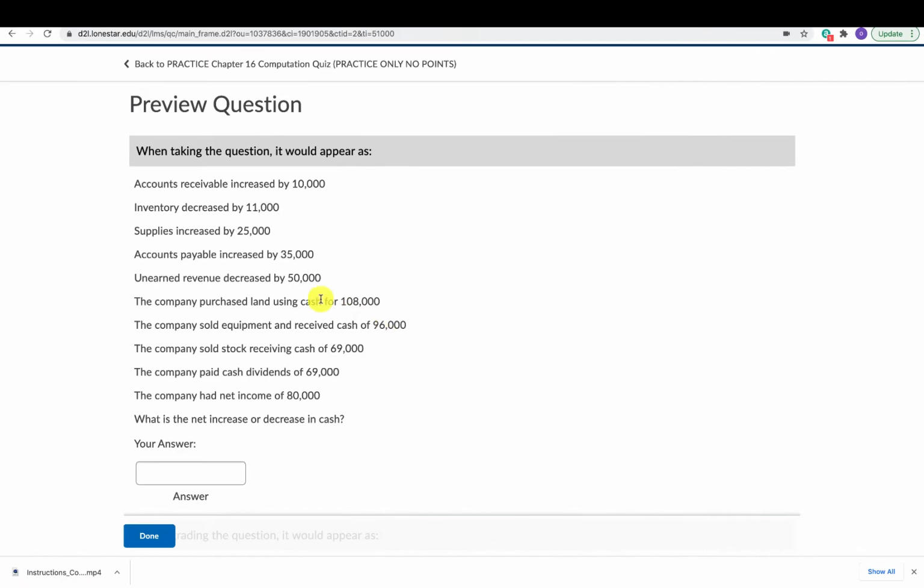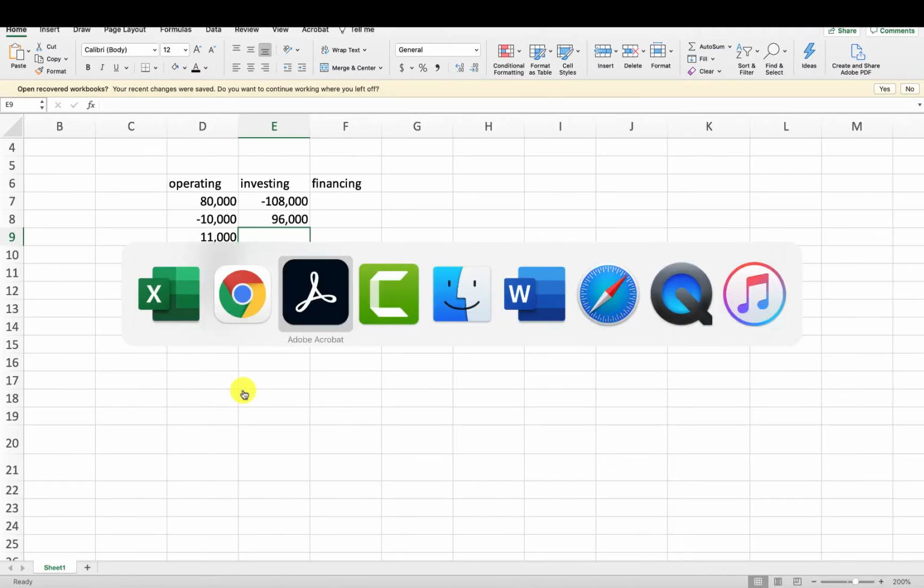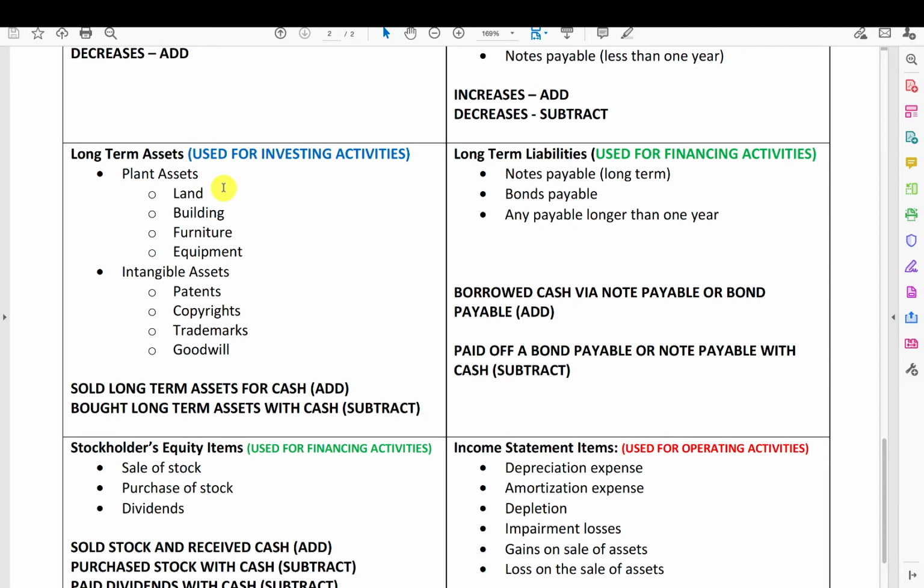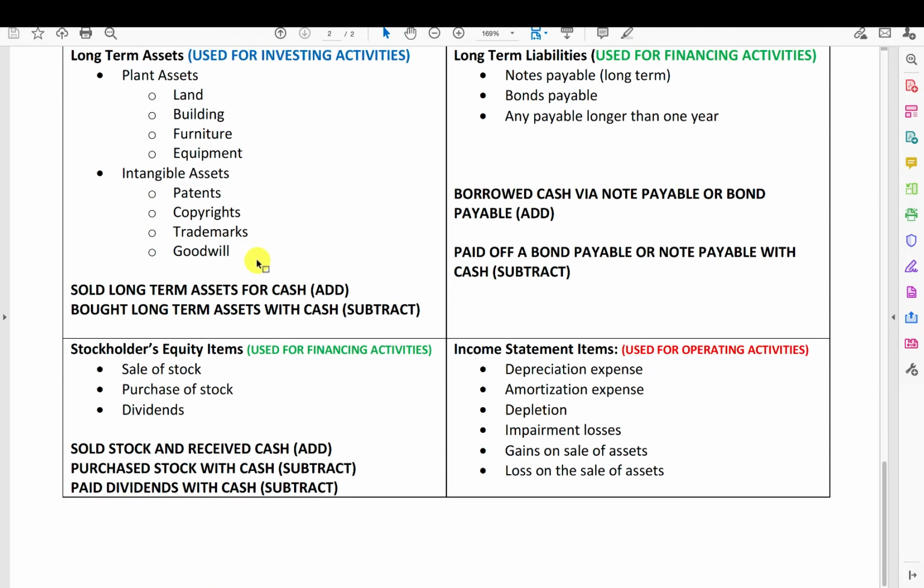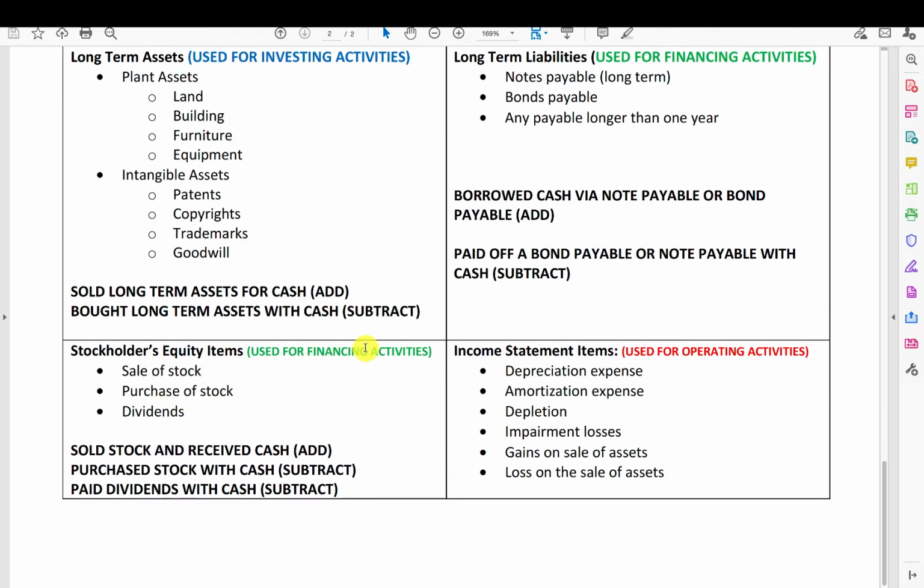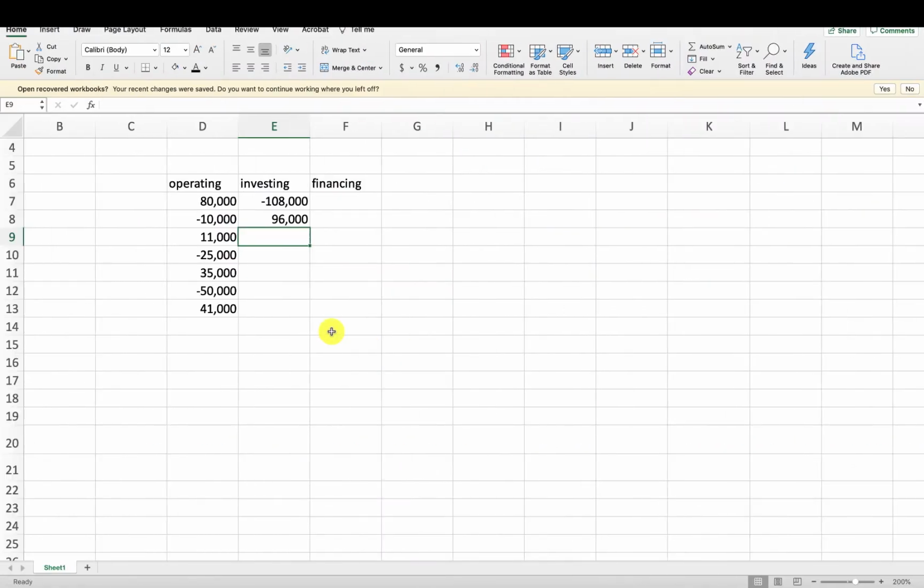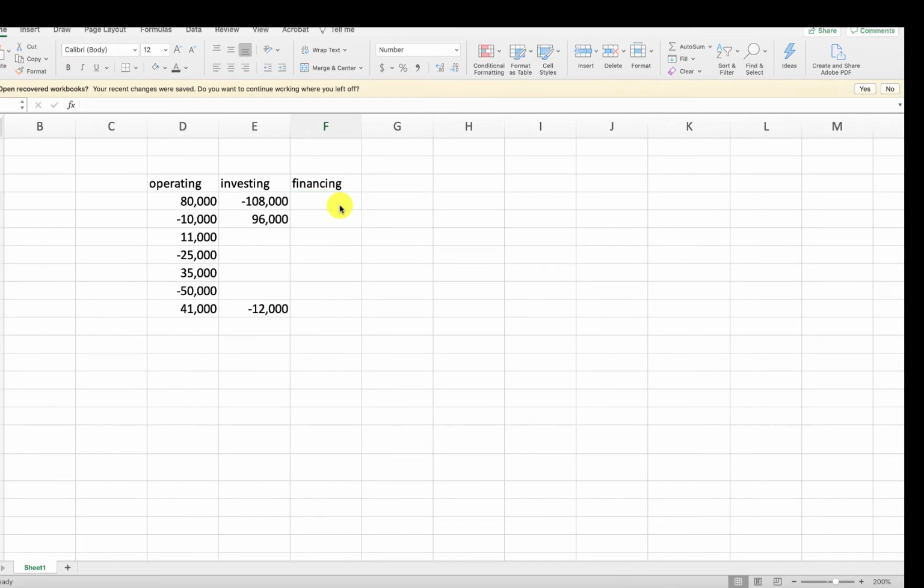Okay. And then I have land and equipment, and I have stock, dividends, net income. Well, stock and dividends, if you look here, stock and dividends are not in here. Stock and dividends are over here in equity, and that's for financing activities. So these are all of the activities that I have. I'm going to add that up, and I have a negative $12,000. All right. Now let's go to financing.